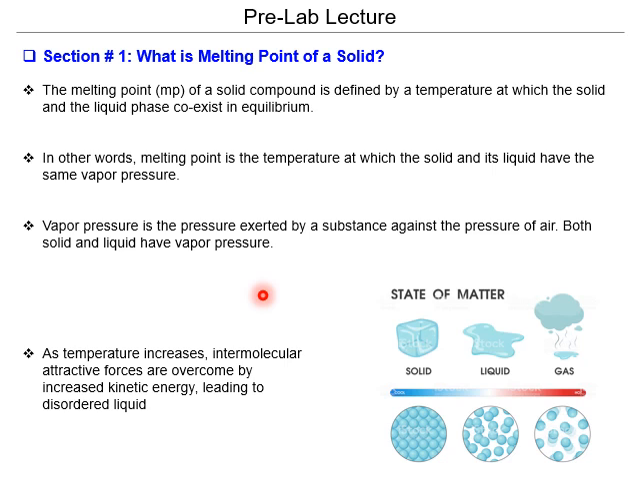The melting point of a solid compound is defined as the temperature at which the solid and the liquid phase coexist in equilibrium. In other words, the melting point is the temperature at which the solid and its liquid have the same vapor pressure. Vapor pressure is the pressure exerted by a substance against the pressure of air. Both solid and liquid have vapor pressure. As temperature increases, intermolecular attractive forces are overcome by increased kinetic energy, leading to a disordered liquid.